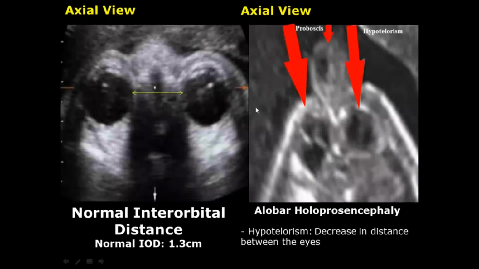Another facial abnormality is hypotelorism. It is the reduced distance between the orbits, or between the eyes. Normally it is around 1.3 centimeters, but in hypotelorism it will be lesser, and we can see the orbits, the eyes, much closer to each other.